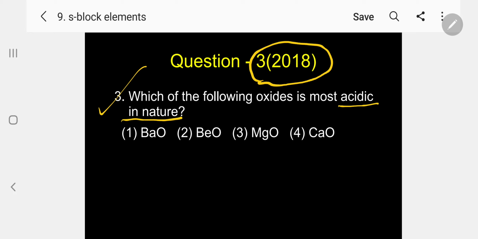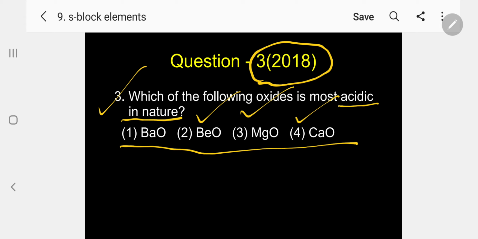Oxides are normally basic. But instead of asking which is more basic or less basic, they are asking which is most acidic. That means the less basic one will be more acidic. There are 4 options: A, barium oxide; B, beryllium oxide; C, magnesium oxide; D, calcium oxide.